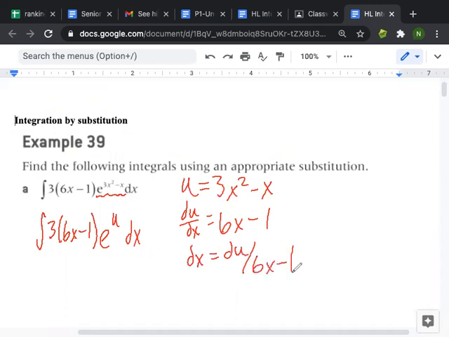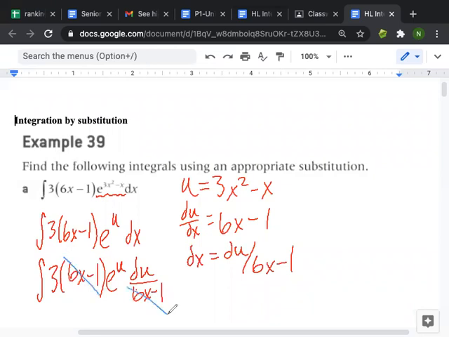So now when I rewrite this, I have the integral of 3 times 6x minus 1 times e to the u du divided by 6x minus 1. You'll notice that we have two 6x minus 1s, so now we can cancel those out. And whenever we have a constant, we can pull it out. So now this is 3 times the integral of e to the u du.